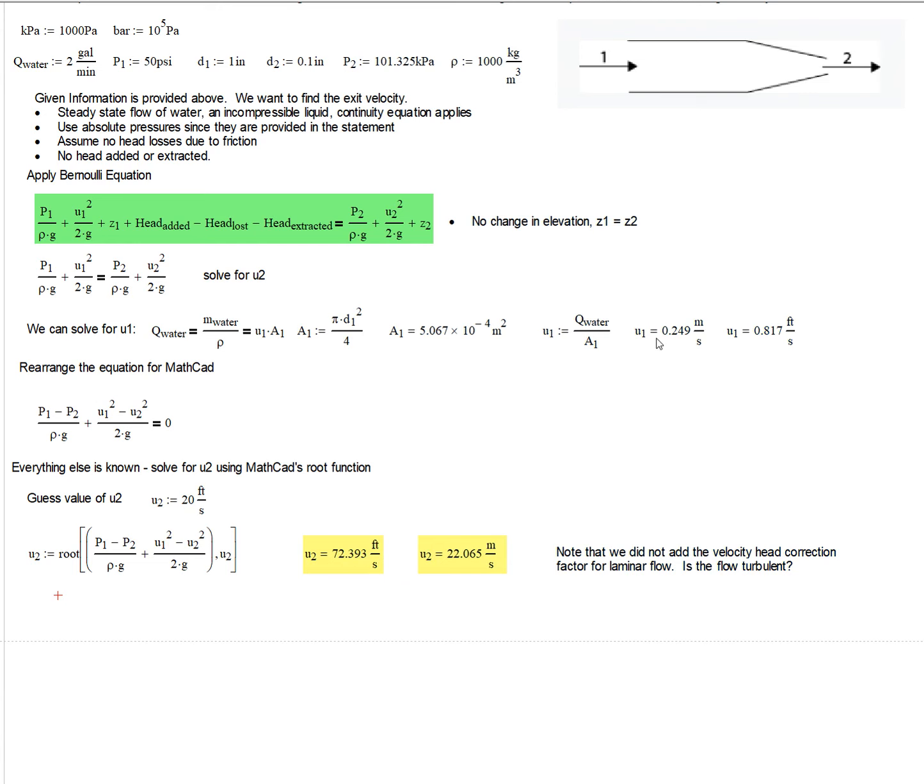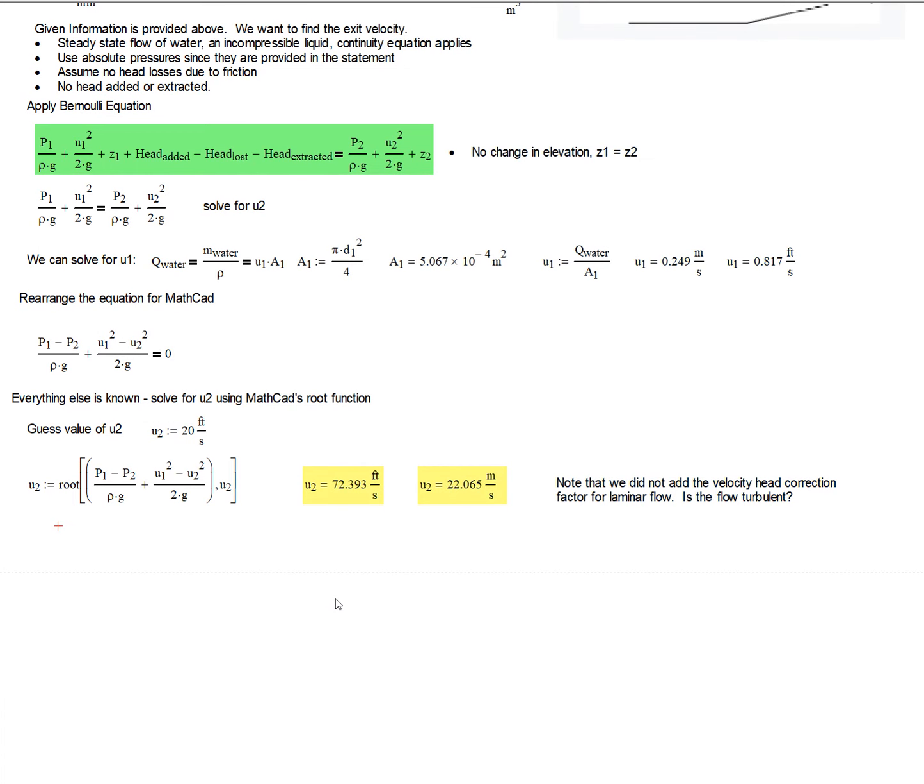We compare that to what the entering velocity is at position 1. You can see that as 0.8 feet per second or 0.25 meters per second. You can see that the velocity increases by almost tenfold. So a very significant increase of velocity. You can see that our diameter is decreasing by about tenfold, and our velocity increases by almost tenfold.